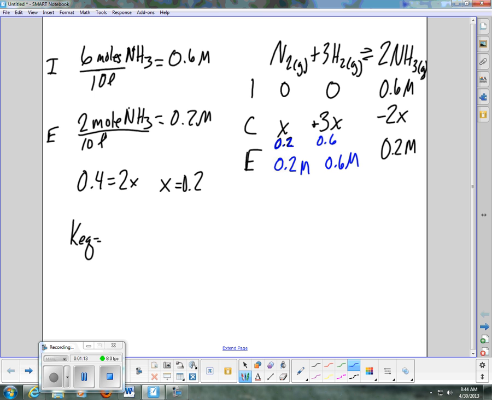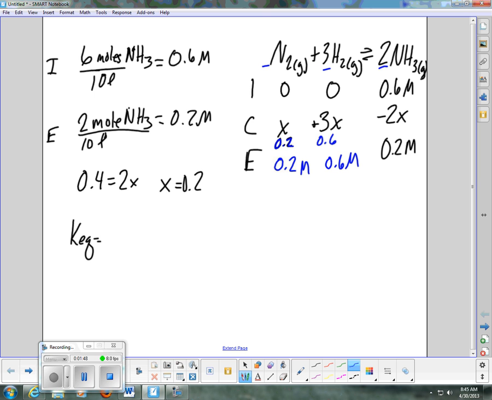When they put it in, there's nothing here on the I for N2 and H2 because they just said I placed 6 moles of NH3 in a 10-liter container. So now it's got to come to equilibrium. I had nothing of this over here. So then we go through the change, and the change comes from the coefficients here. Since we had NH3 but we didn't have H2 and we didn't have N2, we're going to subtract from the NH3 and move some of them over to this side. So that's where I got that.